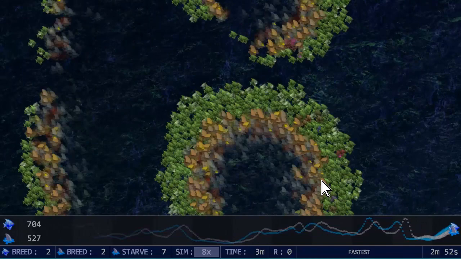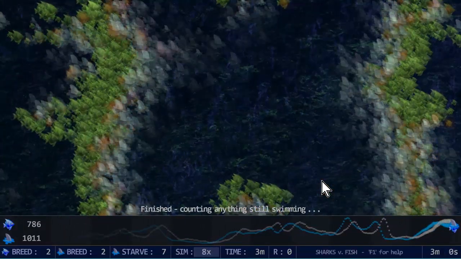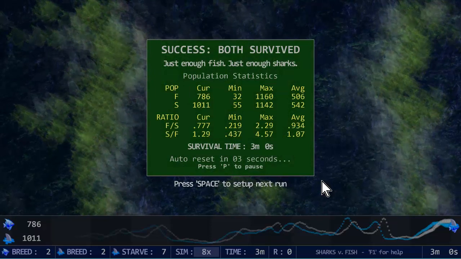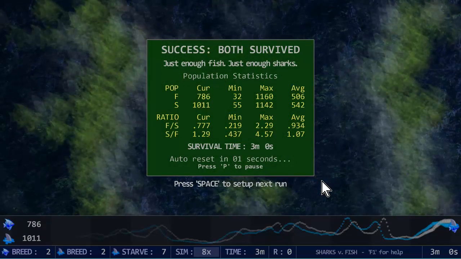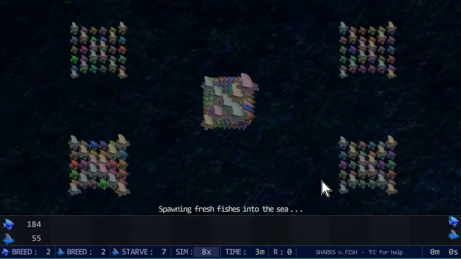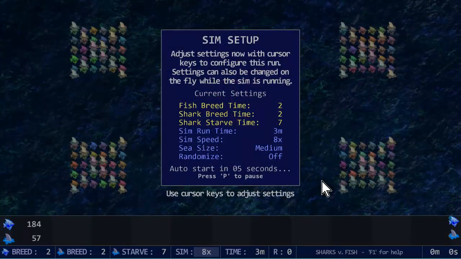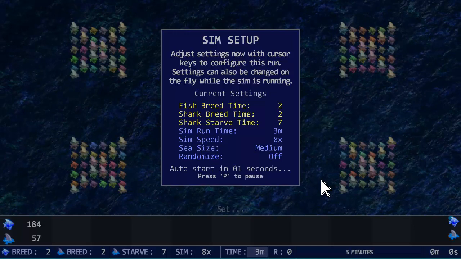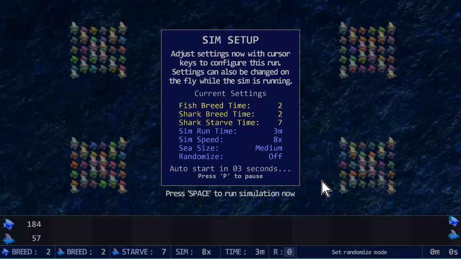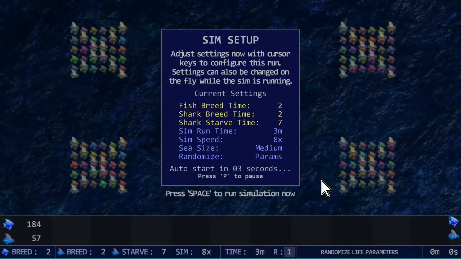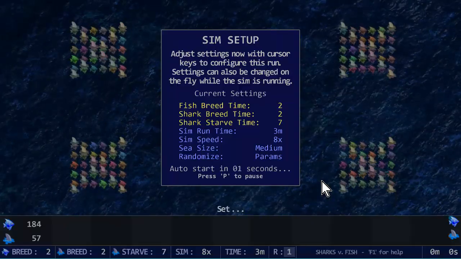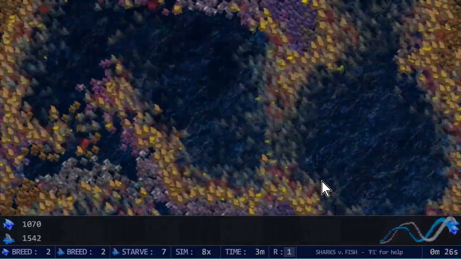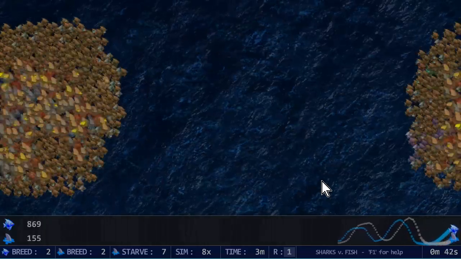You can go all the way up to 8x speed. So that one was set for 3 minutes, so it's done. But if we pick some other numbers, we're going to find out our populations are less successful. So let's put it in the mode that it's really meant to be, which is random. Random 1 will randomize the life parameters with every new sim. Random 2 will also change the size of the sea.